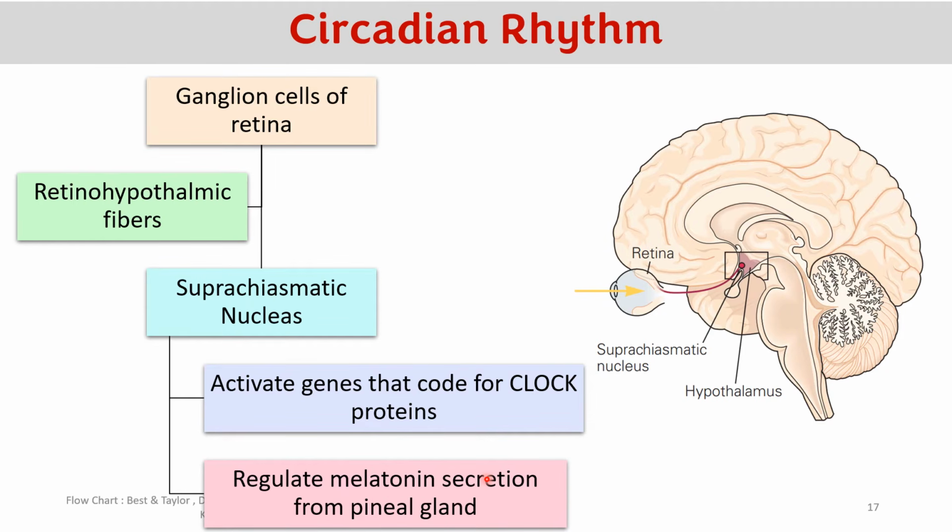So there are two mechanisms of action. One, the suprachiasmatic nucleus will activate genes for the clock proteins. Second, they regulate melatonin secretion from the pineal gland. And both of these will help in the regulation of the circadian rhythm.